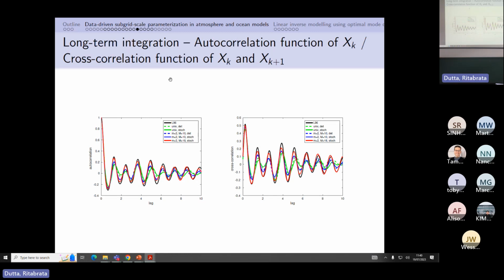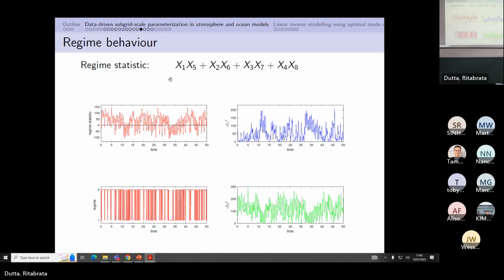It's usually much harder to capture autocorrelation, cross-correlation. The PDF is quite simple, but this temporal structure is quite intriguing. It's quite complicated to capture. So we see really an improvement here.